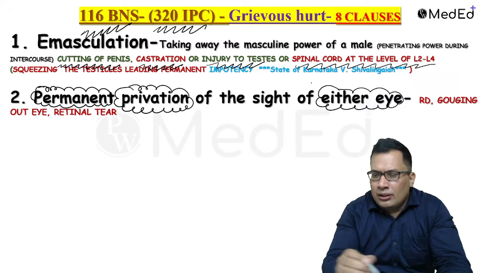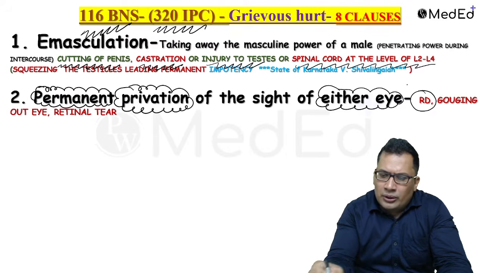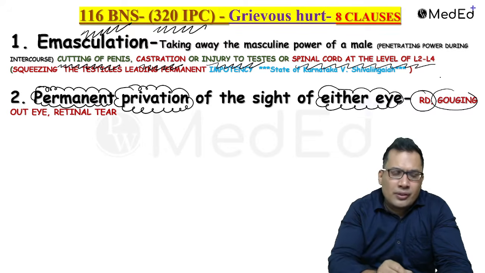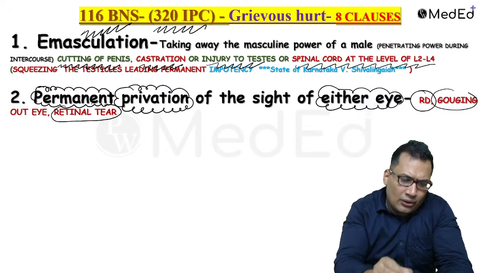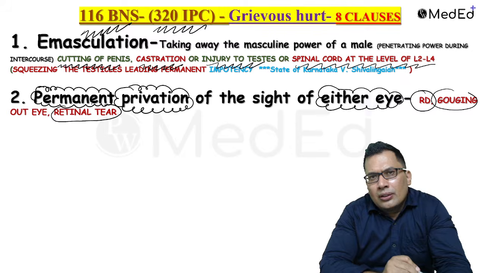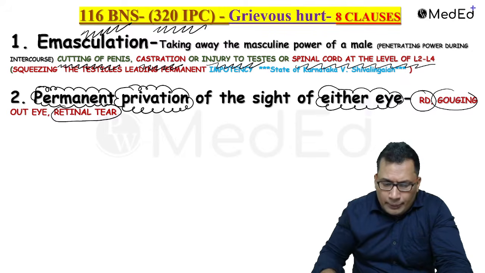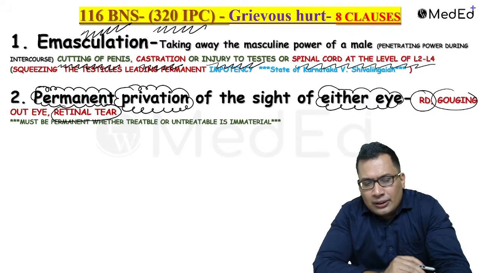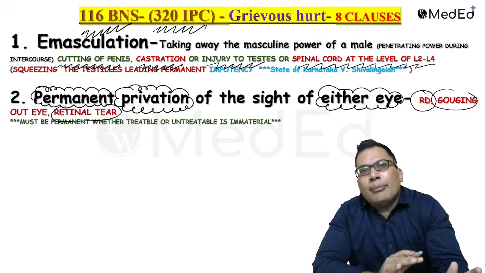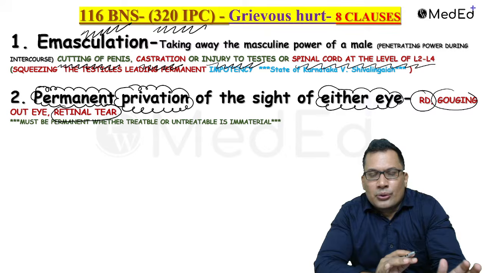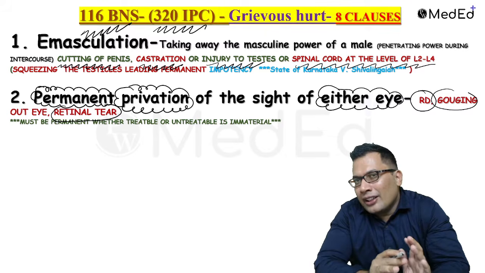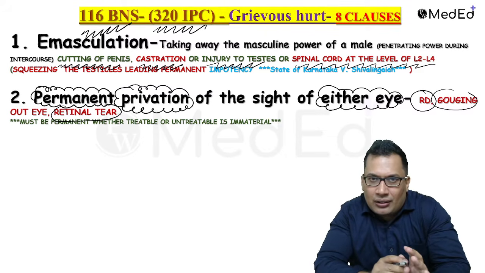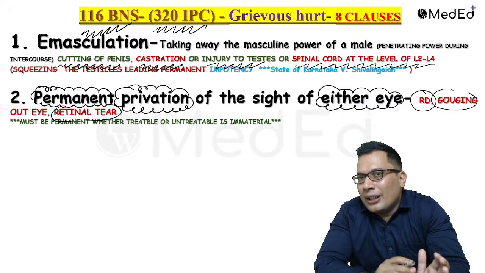For example, injury leading to retinal detachment, gouging out of eyes, or retinal tear. All this comes under clause 2. Remember, it must be permanent. Whether treatable or untreatable is immaterial. So the report is given by looking at the injury at the time of infliction, not after surgical or medical intervention.